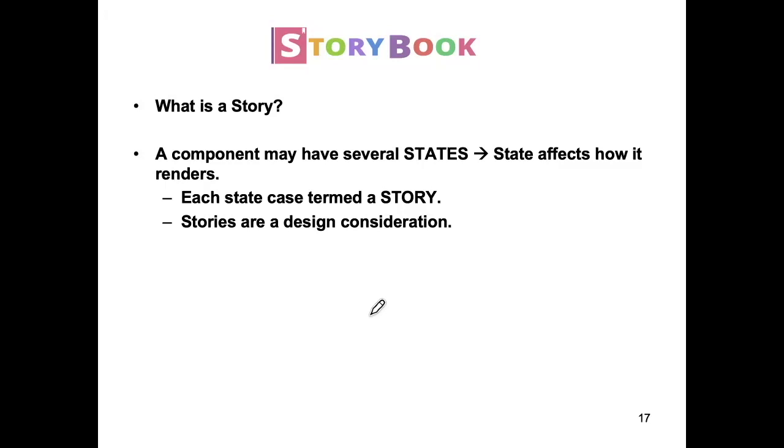Now, in general, a component has some state associated with it, and that state may have different values, and the value associated with the state may impact how the component displays on the screen. And you as a developer would make that decision as to how you want the component to render based on the current value of the state associated with that component. Now, the state could have different values, and each state value we refer to as a different story for that component.